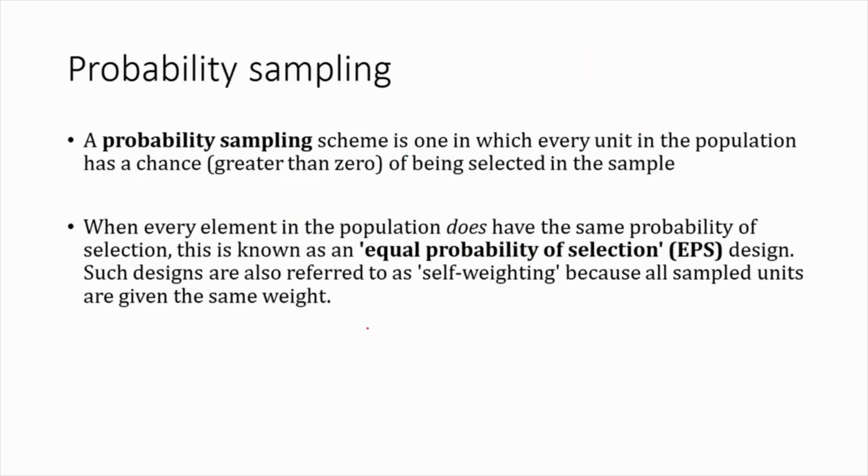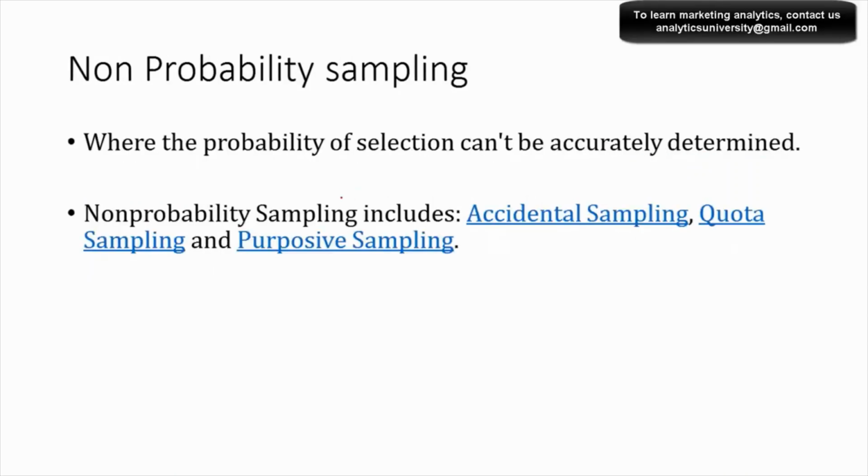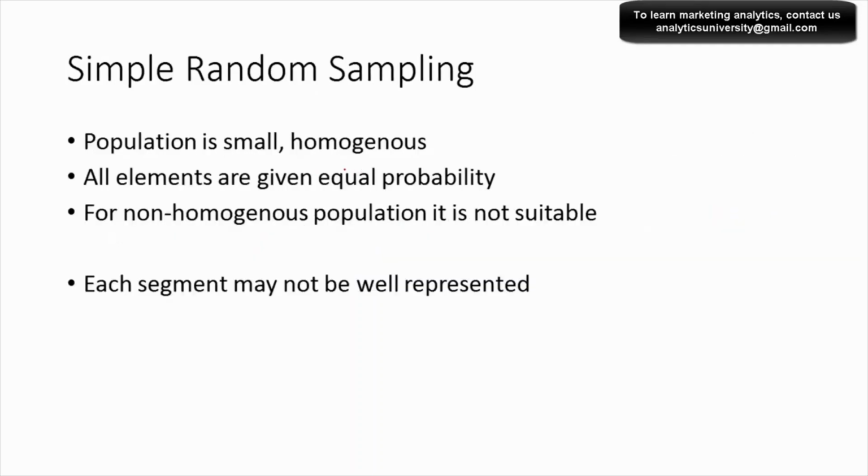Alright, so what is probability sampling? Probability sampling, as I've already said, is one type of sampling where every unit in the population has a chance. This is important: every unit in the population has some chance of getting selected in the sample. When each of these units has an equal probability of being selected, it's called equal probability of selection, or EPS, sampling. Non-probability sampling, on the other hand, is where you cannot really compute the probability of selection accurately. We'll see some examples of non-probability sampling also.